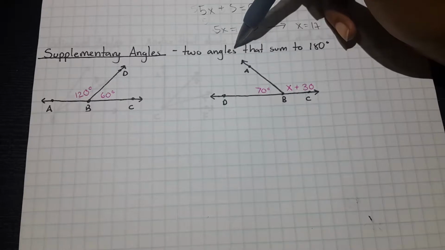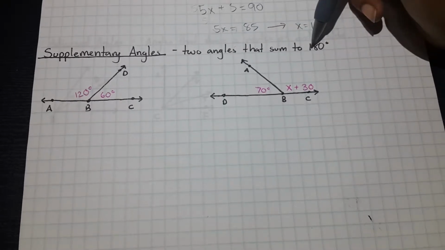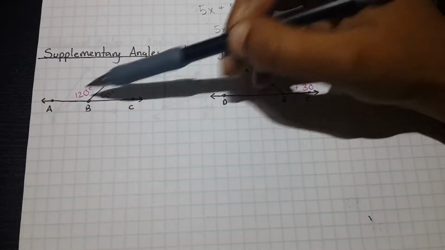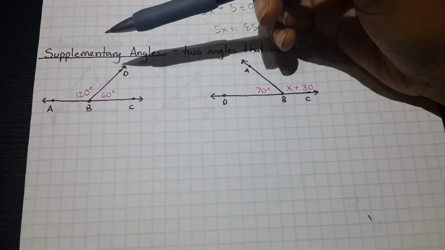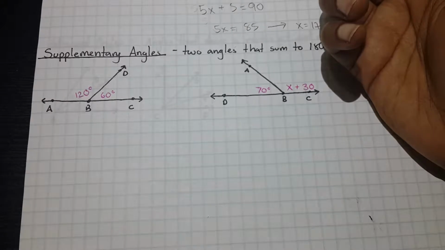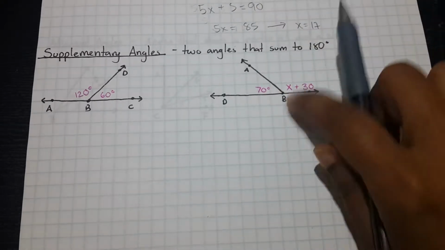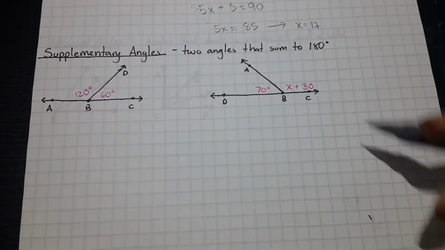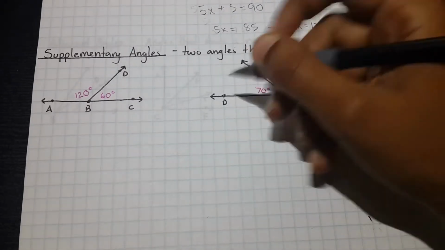Okay, so let's move on to supplementary angles. That's when two angles add to 180 degrees. A simple example of that is 120 plus 60, and 120 plus 60 does give you 180 degrees. If we move on to an algebraic example, we have the following.